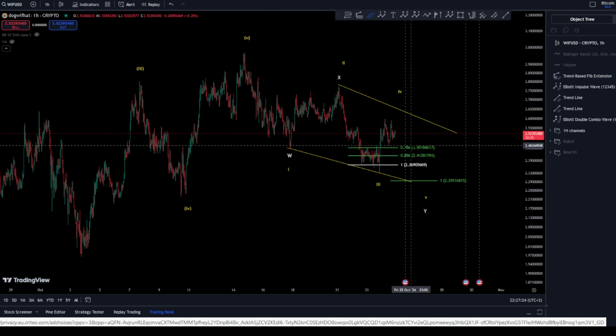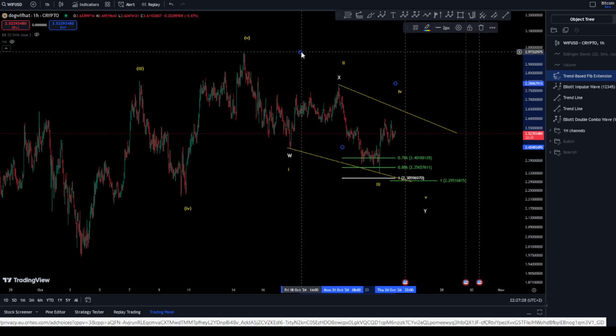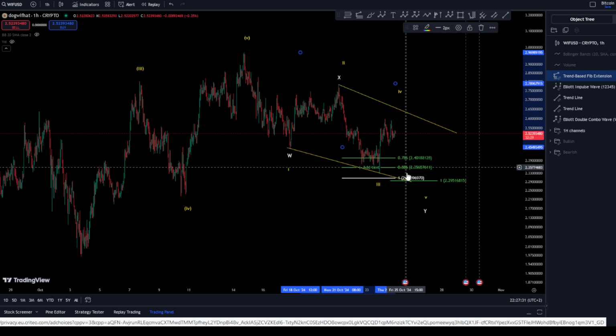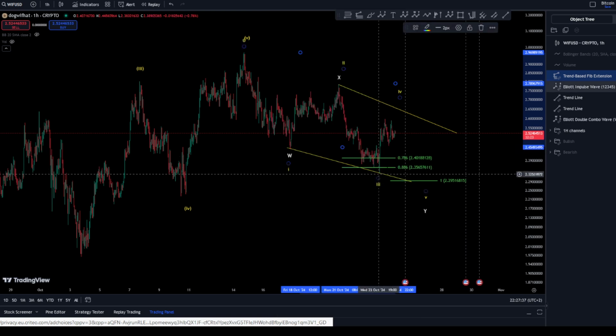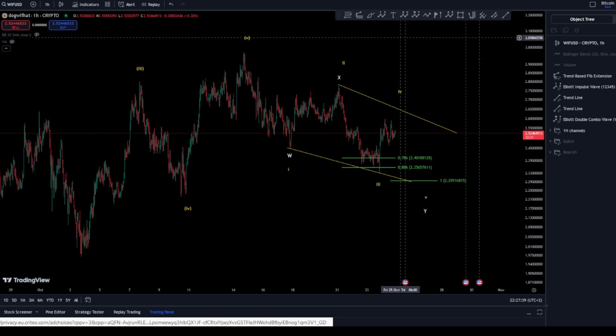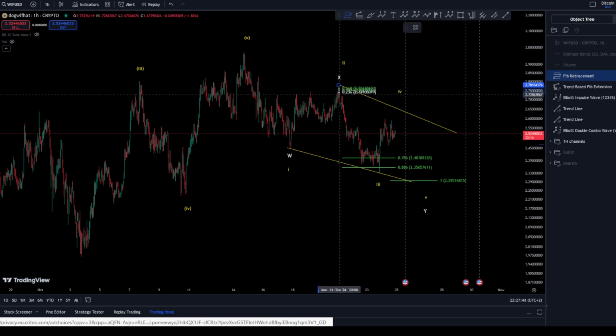So as you can see, did I put the fibs right? Oh my god. Okay, the fibs were wrong. Therefore, here we go. Okay, still, yeah, still inside the target, right? Inside the target. So that is a good indication for a wave 3 here.